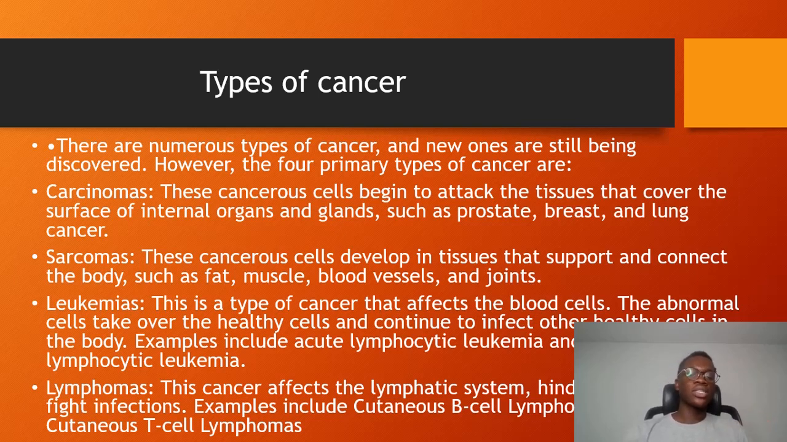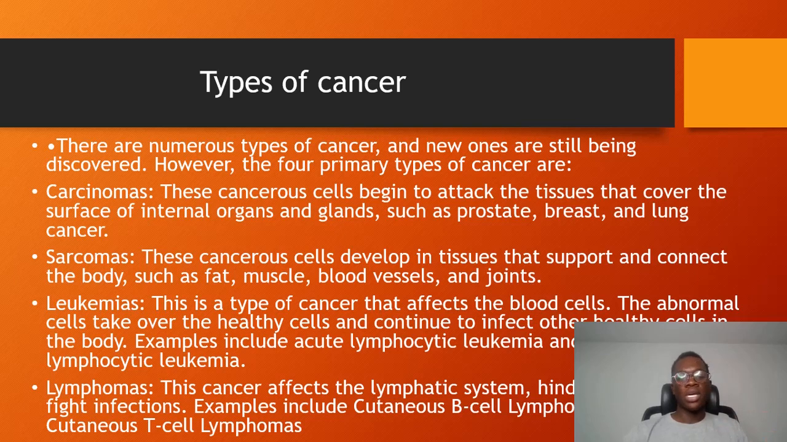Sarcomas are cancers in which cancerous cells develop in the tissue that supports and connects the body. Those kinds of cancers can happen in fat, muscle, blood vessels, and joints.